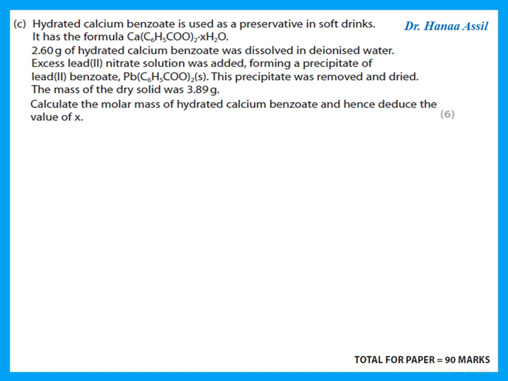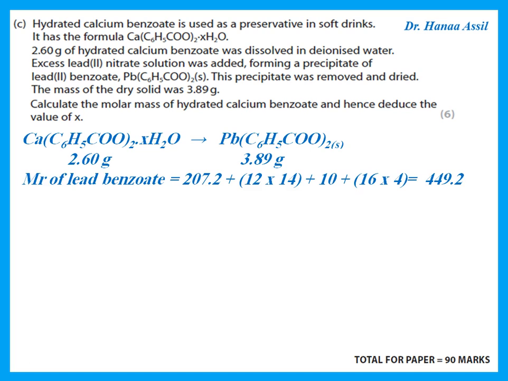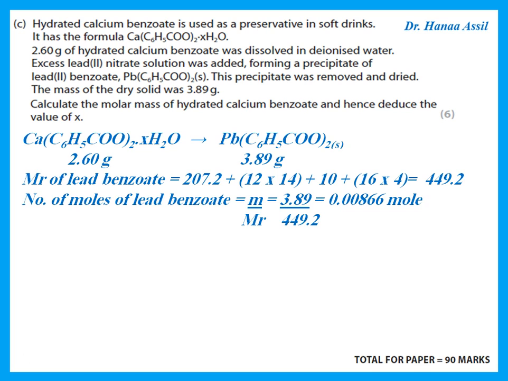So we have information about what? We have information about the mass of lead benzoate and the mass of the original hydrated calcium benzoate. So he's telling me that 2.6 grams of the hydrated calcium benzoate gave 3.89 grams of the lead benzoate. So I can get the Mr of the lead benzoate first in order to get the number of moles of lead benzoate. So number of moles of lead benzoate is mass over molecular mass. I calculated the molecular mass. It came out 449.2. So this gives me the number of moles of lead benzoate.